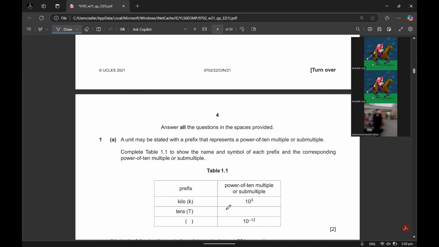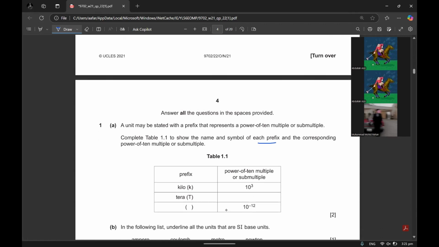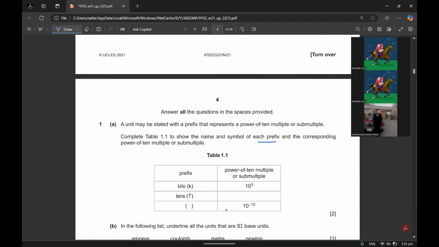The unit may be stated with the prefix that represents a power of 10 multiple or submultiple. Complete table 1.1 to show the name and symbol of each prefix and the corresponding power of 10 multiple or submultiple. Kilo is 10 power 3, mega is 10 power 6, tera is 10 power 9, kilo mega tera.